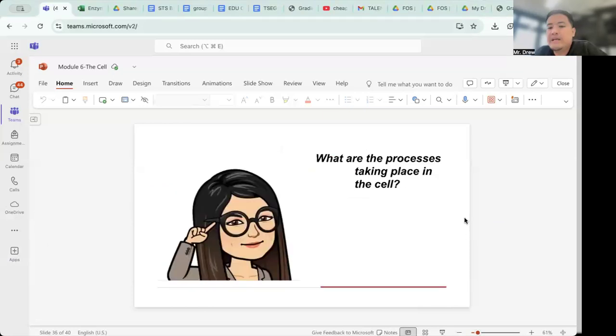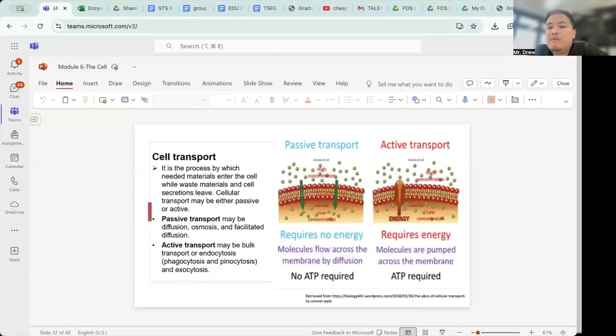So what are the processes taking place in the cell? We have, of course, cell transport. Cells constantly move substances in and out, and this happens through cell transport. There are two main types. First is passive transport, in this illustration that I'm pointing to right now, and then active transport that requires energy. So passive requires no energy, active requires energy.